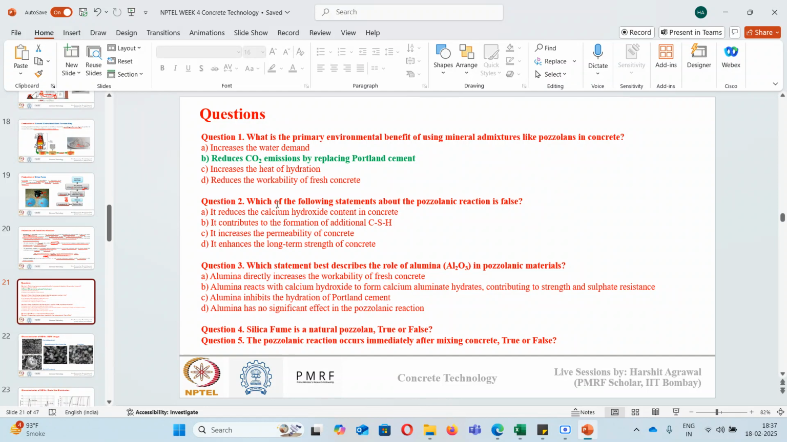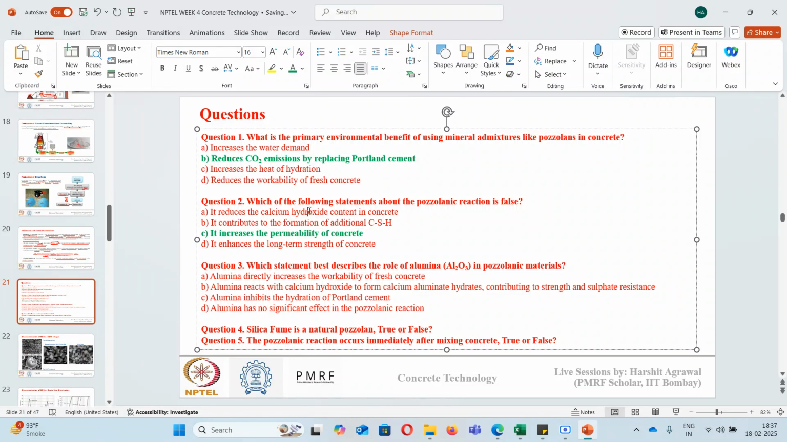Second question, which of the following statements about pozzolanic reaction is false? It reduces calcium hydroxide content in concrete. It contributes to formation of additional CSH. It increases the permeability. It enhances the long-term strength of concrete. Okay, so the correct answer should be C in this case. I will explain why.